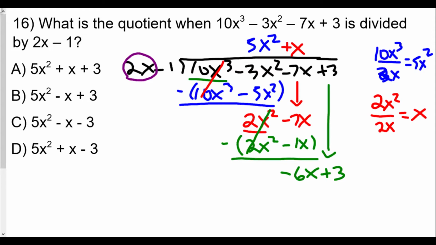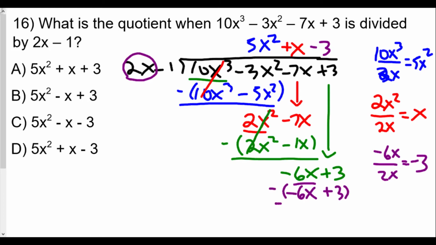Our next move is to now figure out how many times 2x goes into negative 6x. Well, that'll be negative 3 times. So it's minus 3. Negative 3 multiplies with 2x to get negative 6x, and negative 3 times negative 1 is positive 3. And we're subtracting. This cancels out. 3 minus 3 is 0. So our quotient is going to be 5x squared plus x minus 3, which is choice D.